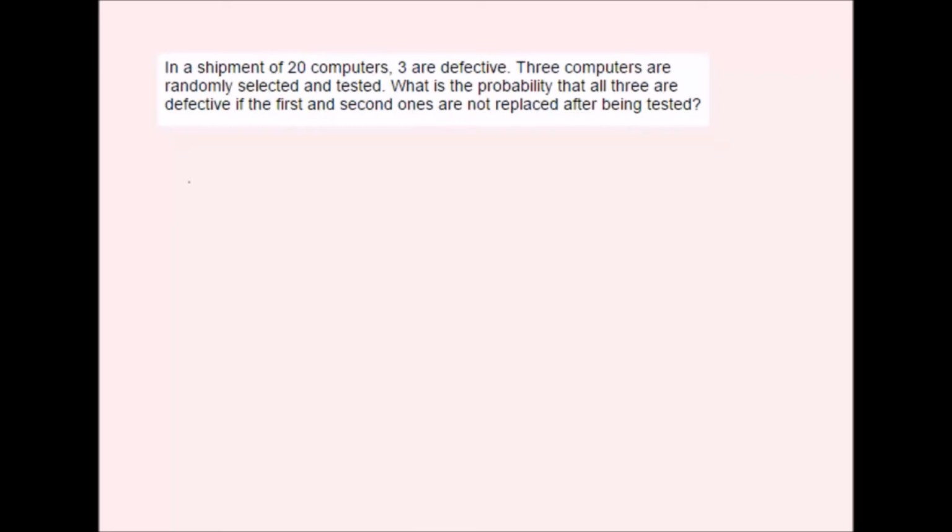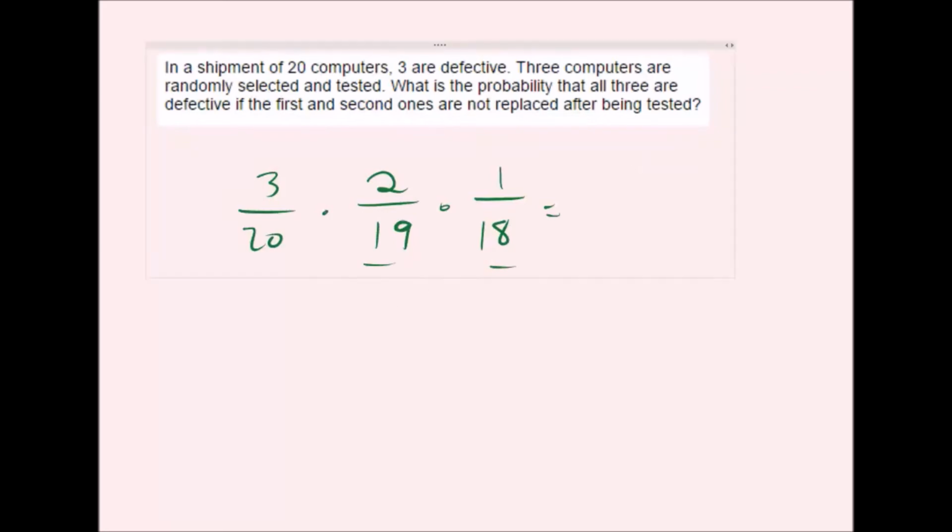So we need the probability that the first one is defective. We have a 3 in 20 chance of it occurring, times the second one being defective. We have 2 of them left, and now there are only 19 to choose from. The third one, there's 1 of them left, now there's only 18 to choose from. So dependent events are just where the second one and the third one are affected by what happens in the first one. So multiplying all those together, we get 6 over 6840.